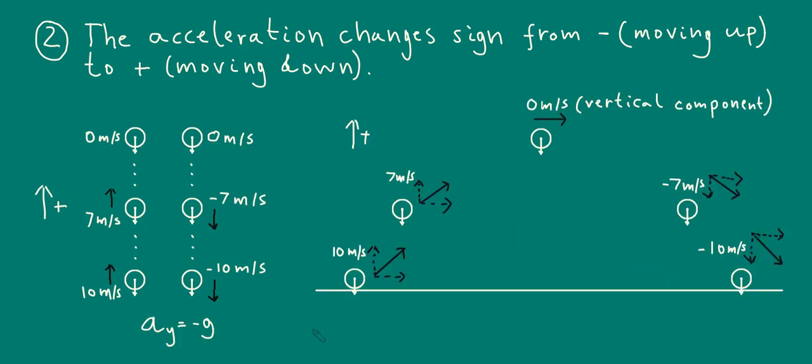Everything we've said holds true for a projectile that's launched not just upwards but also moves sideways, as shown here. For this projectile, I've shown at these various stages the velocity of the projectile by this black arrow or vector.